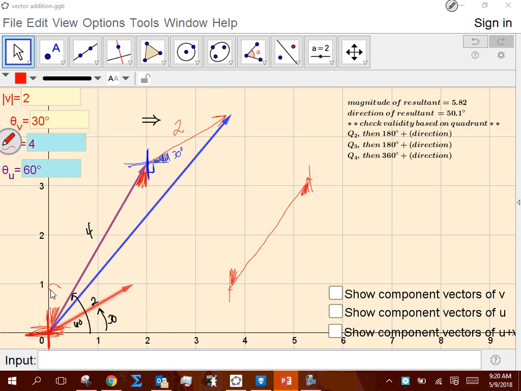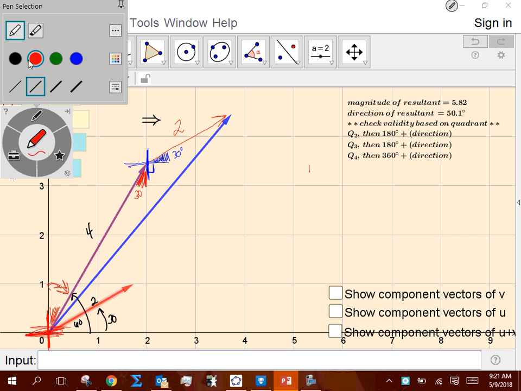So how big would this angle here be? If I know this black one here is 60, 30. So this one's 30 here. So how big is this angle right here?